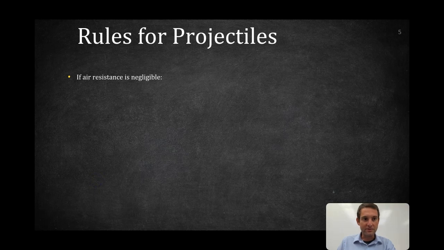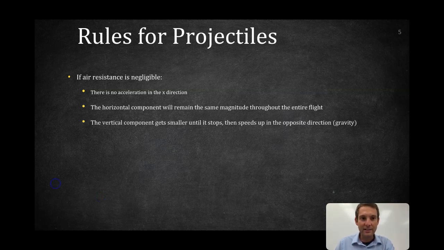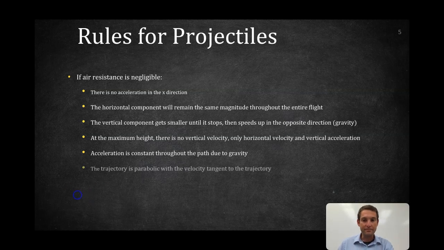Rules for projectiles. First of all, if air resistance is negligible, that means there's no acceleration in the x direction. The horizontal component will remain the same magnitude throughout the entire flight. The vertical component, meanwhile, will get smaller until it stops, then speeds up in the opposite direction because of gravity. At the maximum height, there's no vertical velocity, only horizontal velocity and vertical acceleration. Acceleration is constant throughout the path in the downward direction because of gravity.